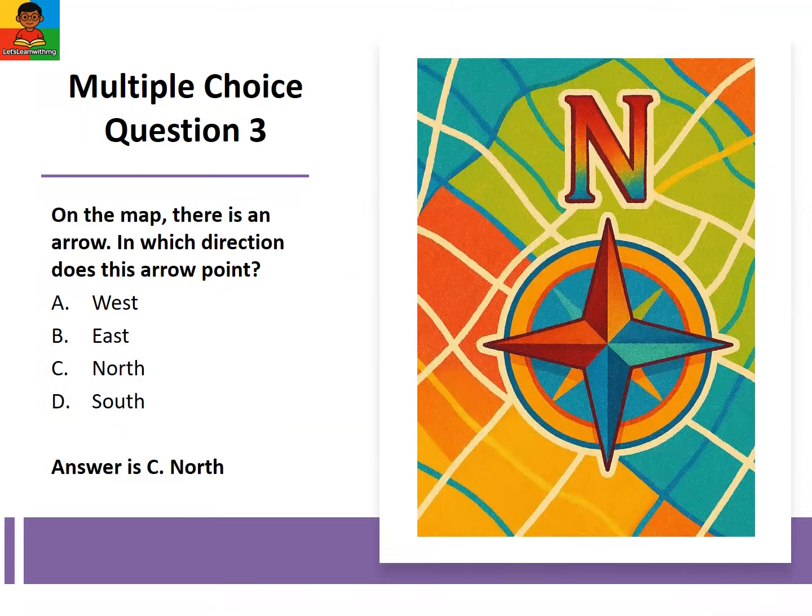Multiple choice question 3. On the map, there is an arrow. In which direction does this arrow point? A. West, B. East, C. North, D. South. The correct answer is C. North.